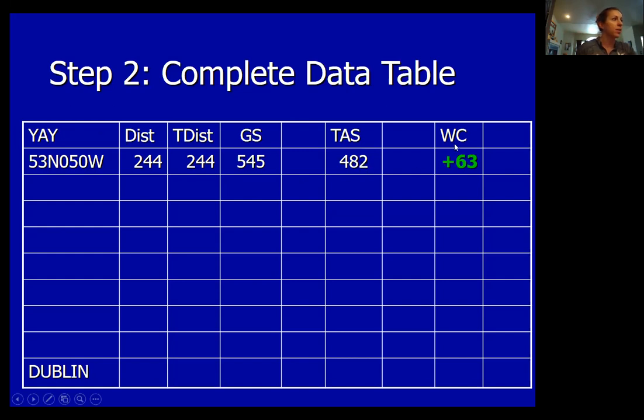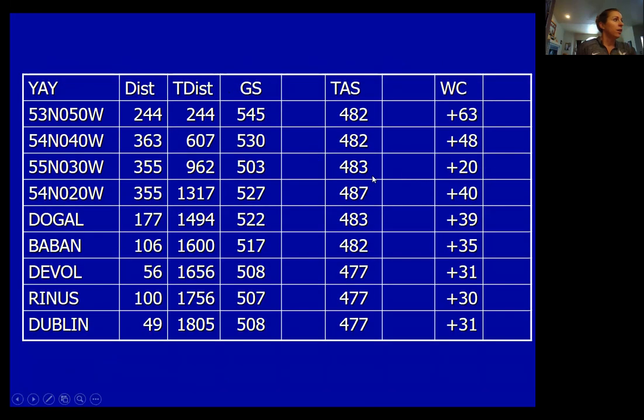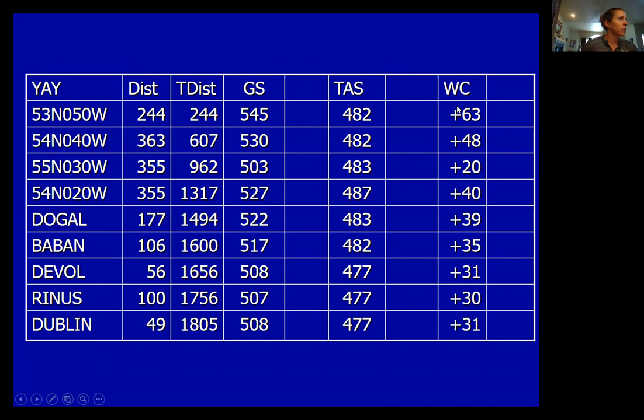And we have a plus 63, which means what? Headwind or tailwind, Michaela? Tailwind. Yeah, so you take whatever your true airspeed is, let's pretend it's 500 knots, and you add 63 to it. That means you're moving over the ground at 563 knots, which is obviously a tailwind. Which is exactly what you did, the true airspeed plus 63 is 545. Yes, so here's what we end up with.